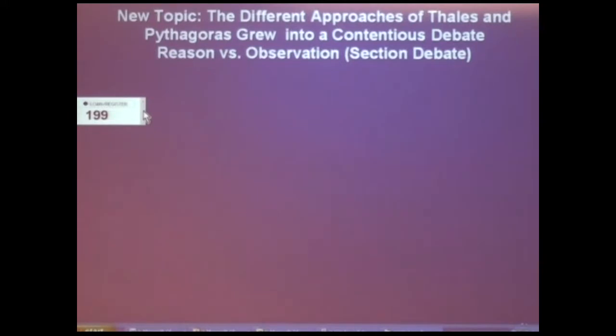It grew into a contentious debate between the philosophers who came after them. And that was the debate again between reason versus observation on which is the better path to growing our understanding of nature. Do we use reason or do we use observation? And I'll give you examples here as to what are the problems with each method and what are the advantages of each method.